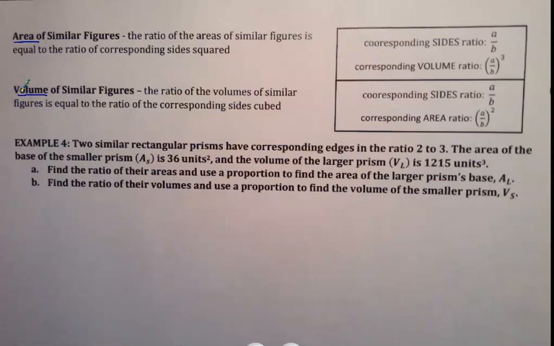Okay, so the area of similar figures. The ratio of the areas of similar figures is equal to the ratio of the corresponding sides. Okay, so it's equal to the ratio of the corresponding sides squared. So let's look at that. That's what this is saying here. Our corresponding sides ratio is side A to side B. And that's how we set up our stuff, just like in the questions that we had.